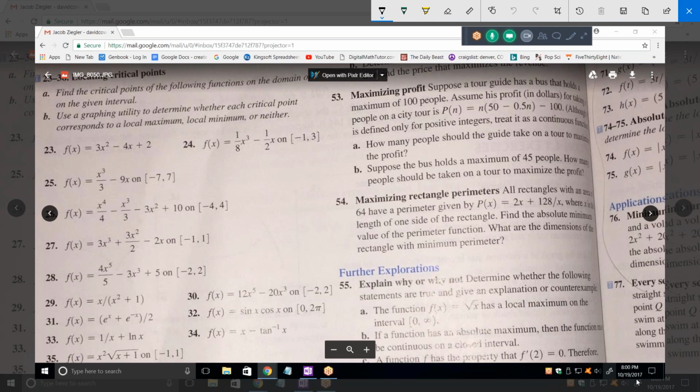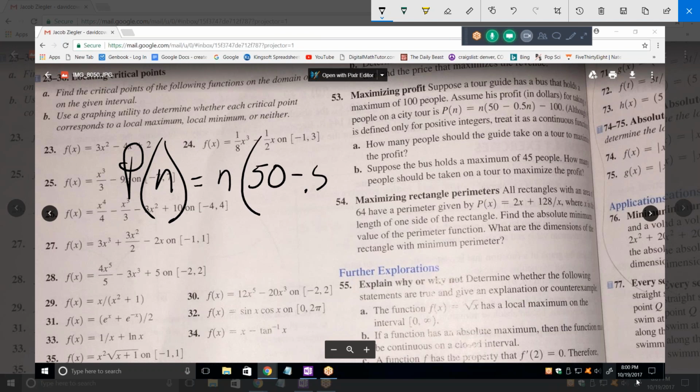Well, in these problems here, these are kind of optimization 101 problems because they only give you one function, okay? So our function that we're trying, this is the profit in dollars, right, that he makes depending on how many people are on the bus. So that is the function that we want to optimize, and we want to maximize it. We want to figure out what n gives us a maximum profit.